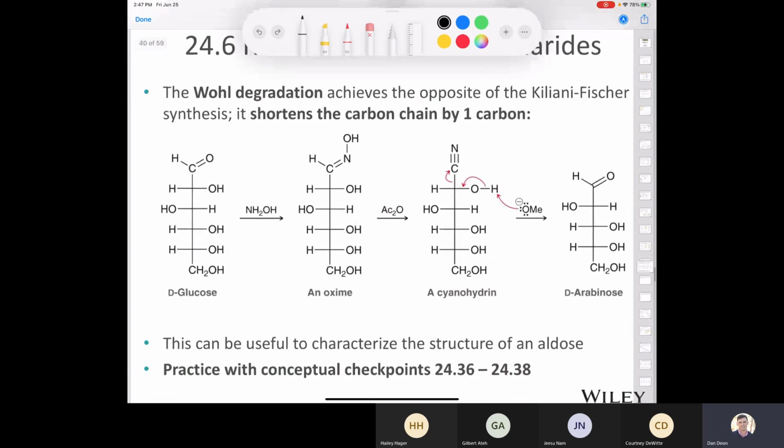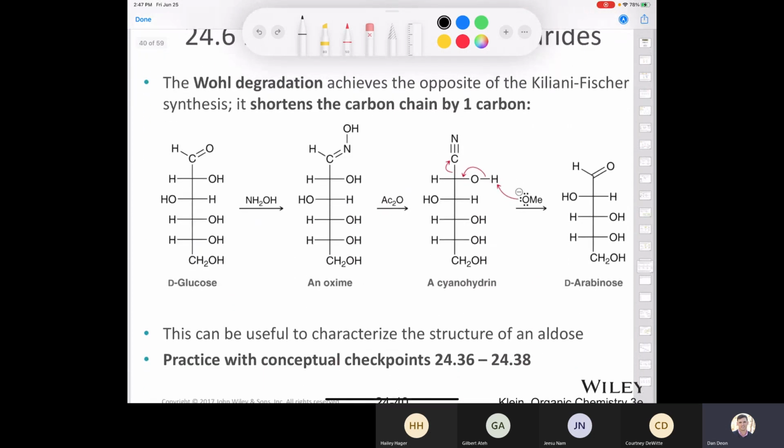There we go. So besides lengthening the carbon chain by one, we can also shorten the carbon chain by one, doing what's called the Wohl degradation. I'm probably butchering it. It probably is Wohl because I think Wohl is German. But anyhow, the Wohl degradation. So it's the opposite of the Kiliani-Fischer. We decrease the number of carbons by one. And this is actually a three-step process.